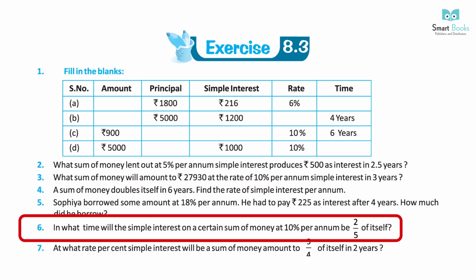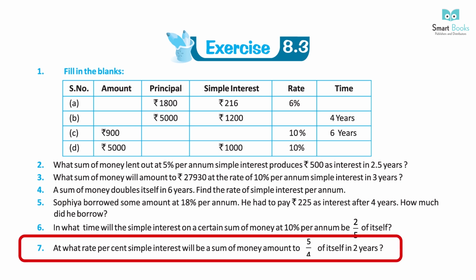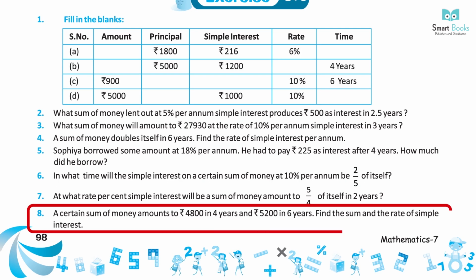Question 6. In what time will the simple interest on a certain sum of money at 10% per annum be 2.5 of itself? Solution: 4 years. Question 7. At what rate percent simple interest will a sum of money amount to 5 upon 4 of itself in 2 years? Solution: 12.5%. Question 8. A certain sum of money amounts to rupees 4,800 in 4 years and 5,200 in 6 years. Find the sum and the rate of simple interest. Solution: P is equal to rupees 4,000 and rate is equal to 5%.